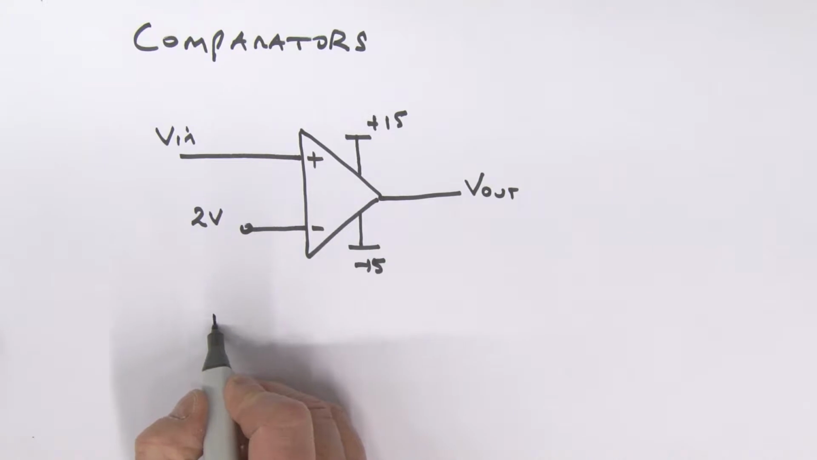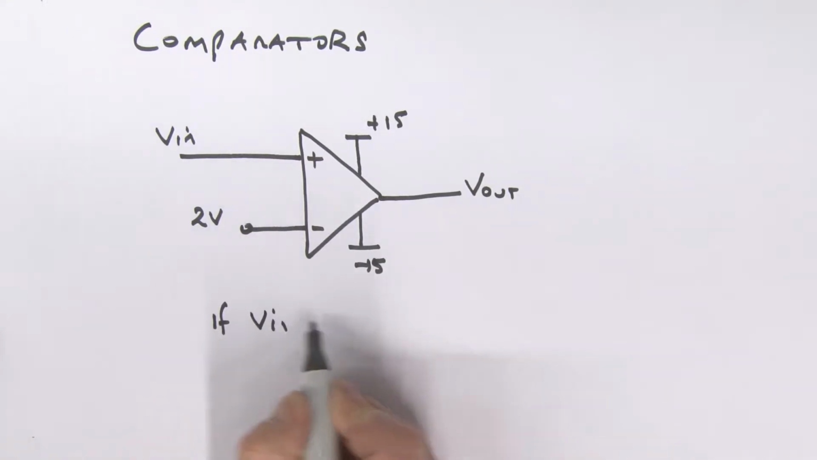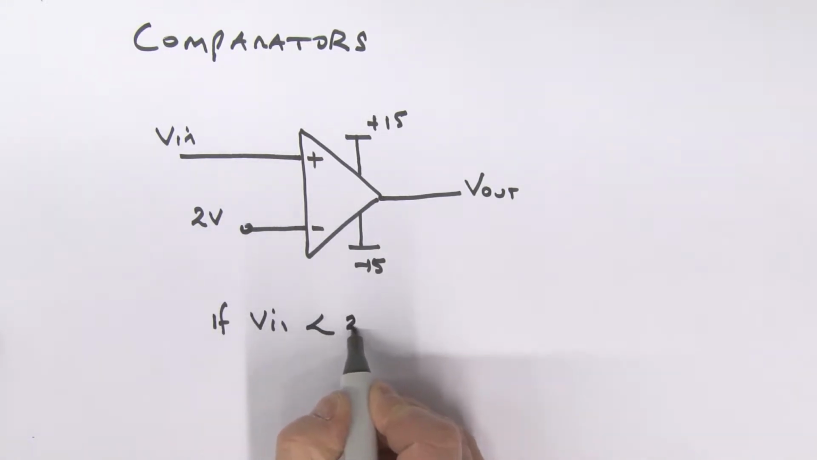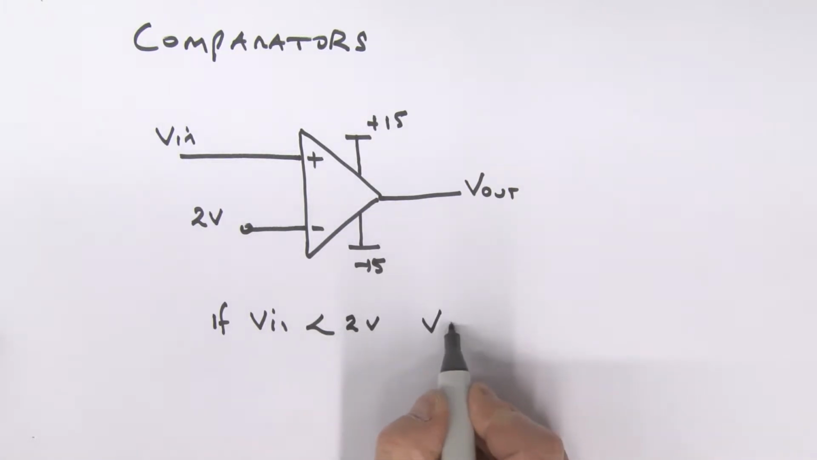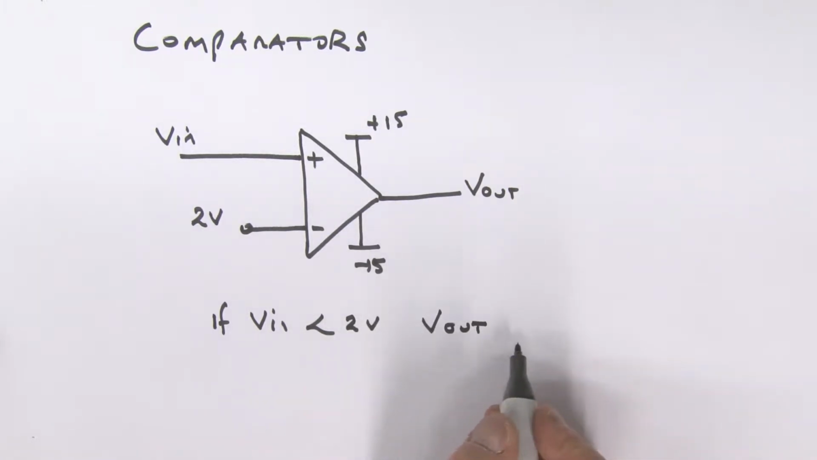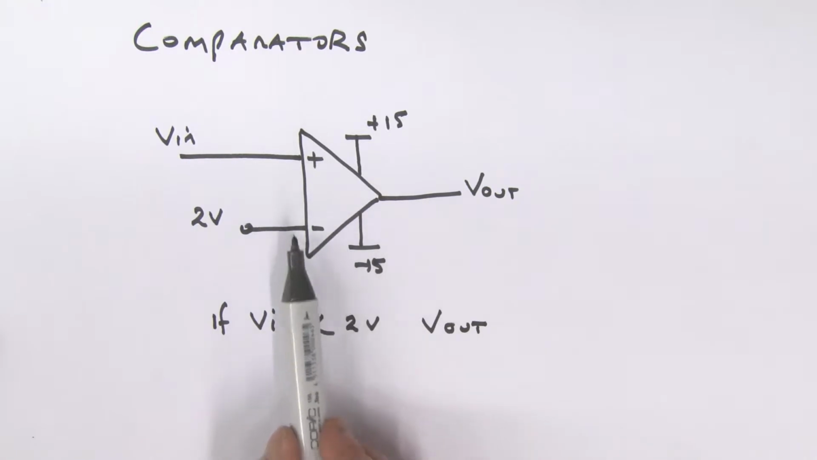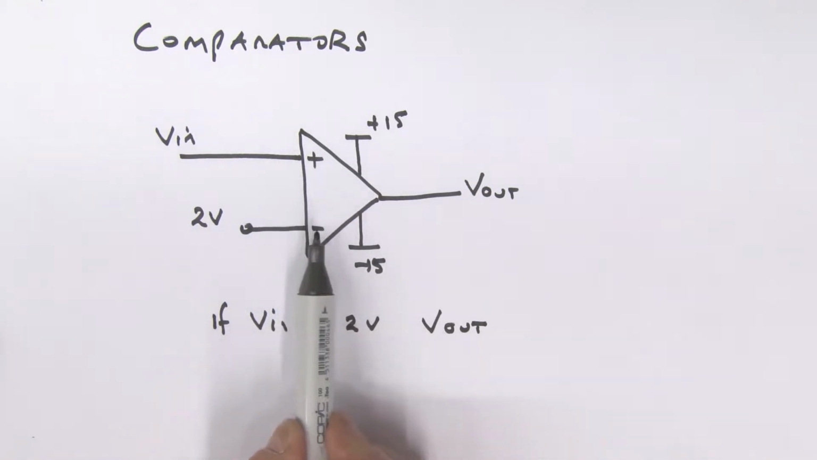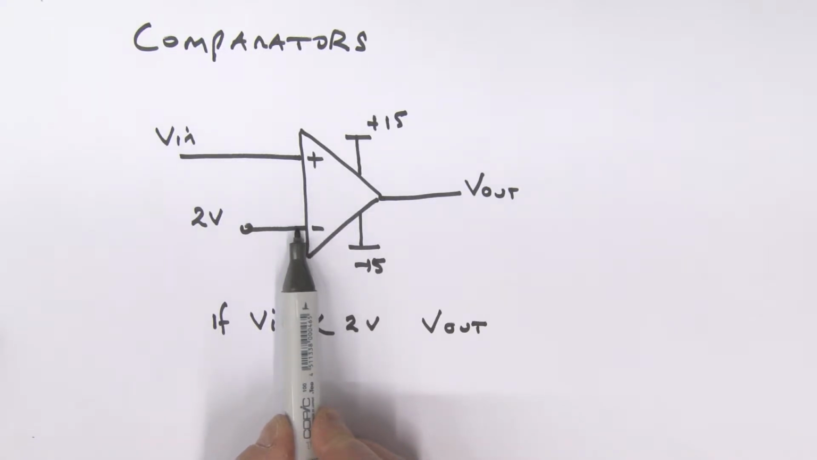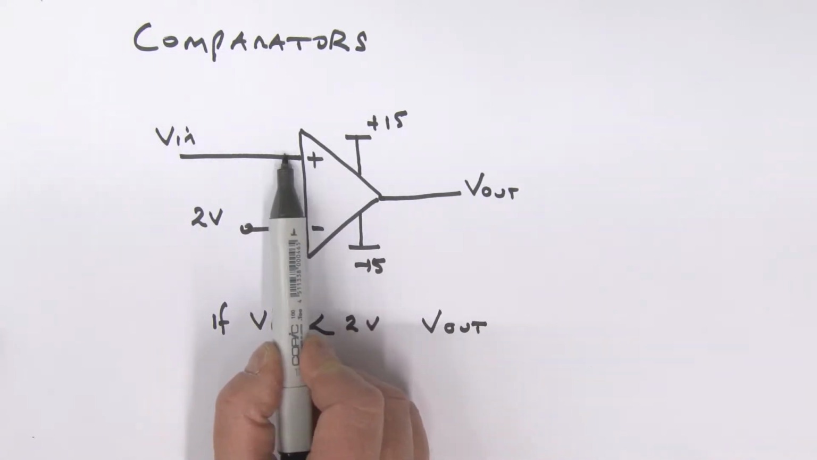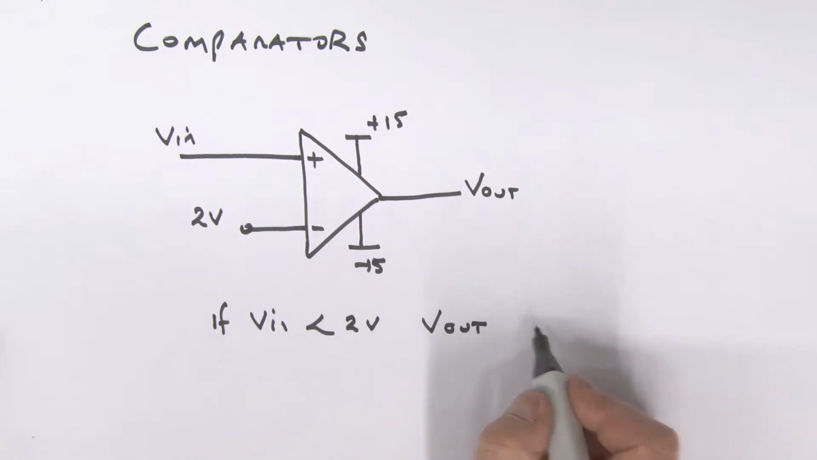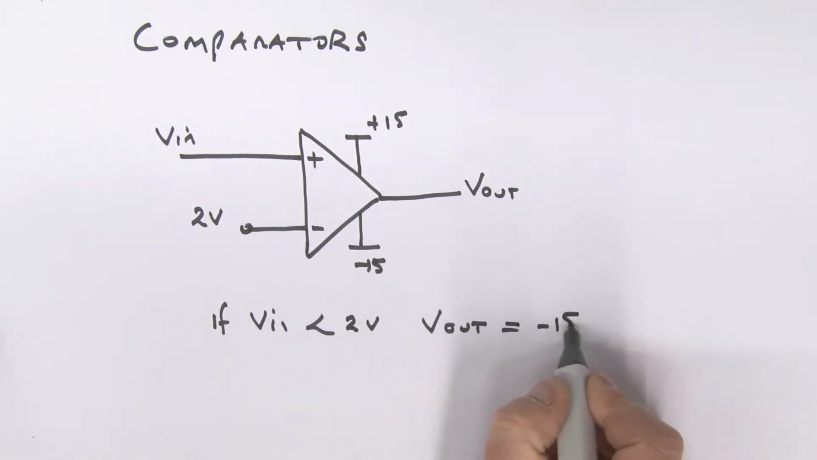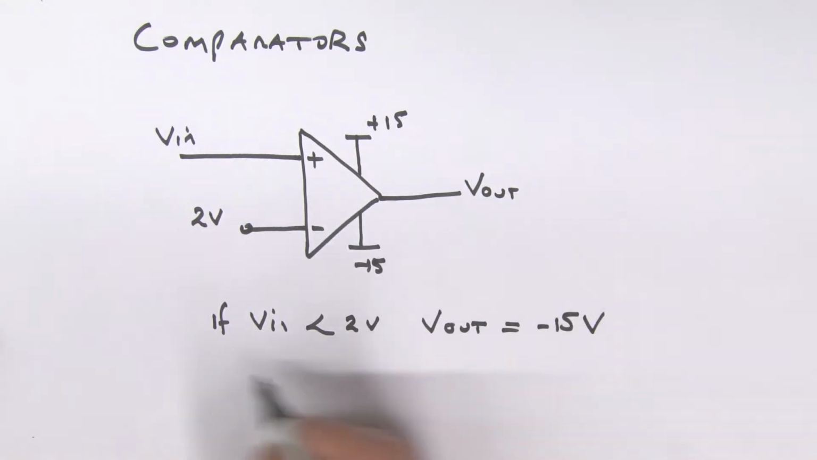So we're going to make a couple of statements. If V in, let's say, is less than 2 volts, what happens to the output? Well, the output's going to go into a saturated value. So that means that this voltage here is 2 volts. This is a little less than 2 volts. So the voltage at the inverting input now is bigger than the voltage at the non-inverting input. The output becomes a minus 15. It hits that saturated value.